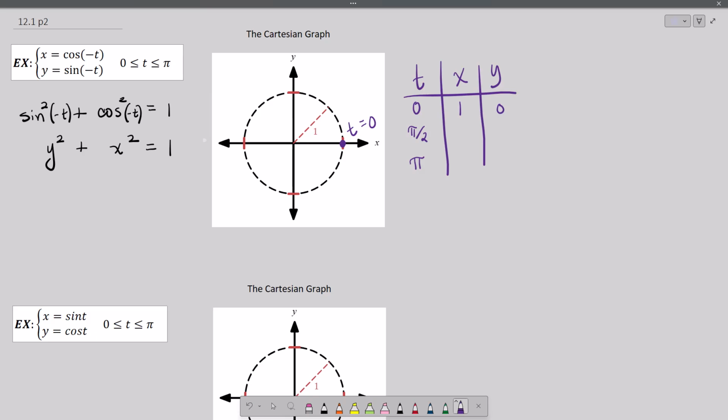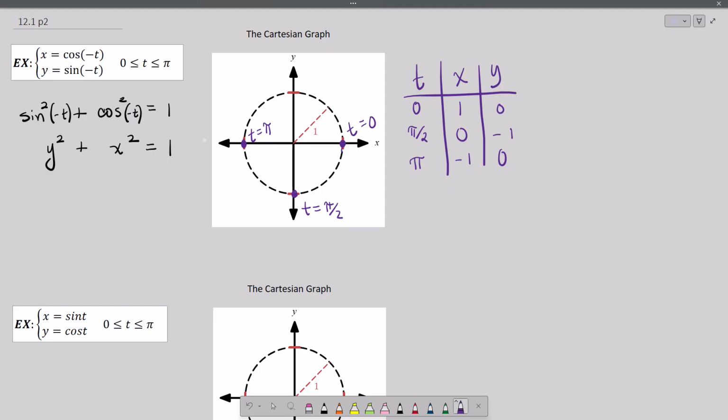Now we plug in pi over 2. We get cosine of negative pi over 2. That's 0. Sine of pi over 2. Plugging in pi over 2 here, we get sine of negative pi over 2. And what is sine of negative pi over 2? Negative 1. So we are down here when t is equal to pi over 2. And when we plug in pi, cosine of negative pi is negative 1. Sine of negative pi is 0. So we are here when t is equal to pi.